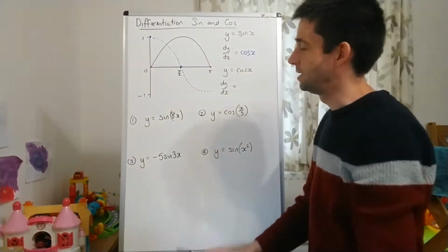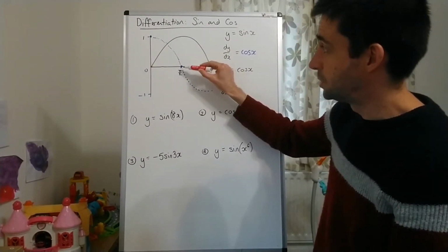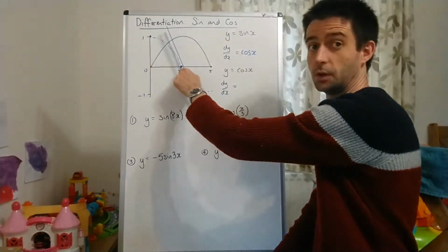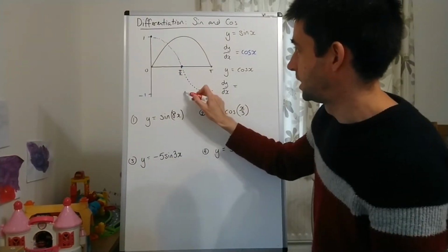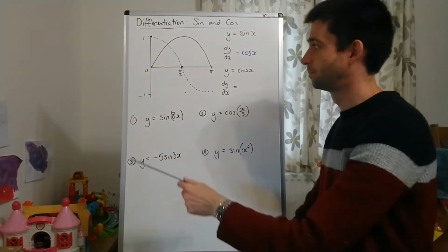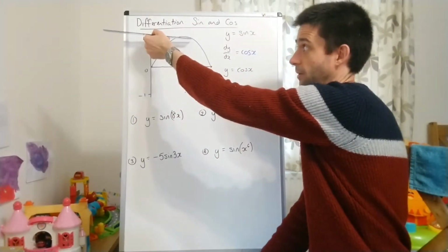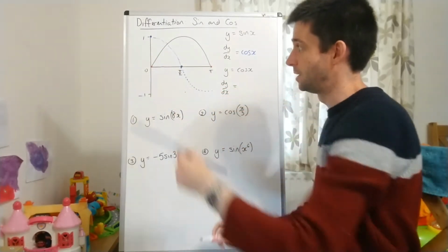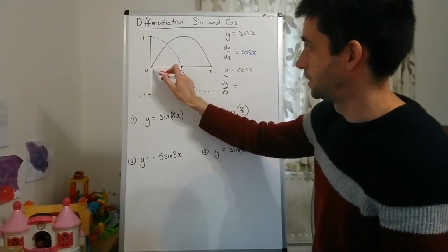So what's happening is, the gradient is at its most negative when x is pi over 2. It looks like this. And its most negative is actually at -1. So before that, we're going from 0 and gradually getting more and more negative until we get to -1. So we're doing this.